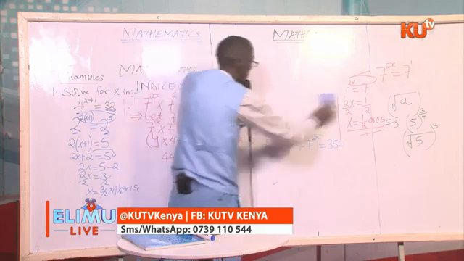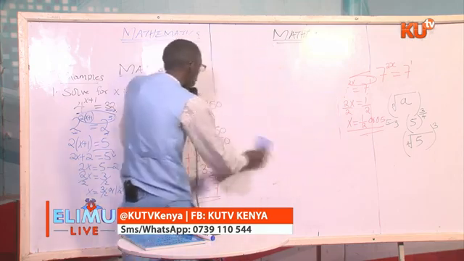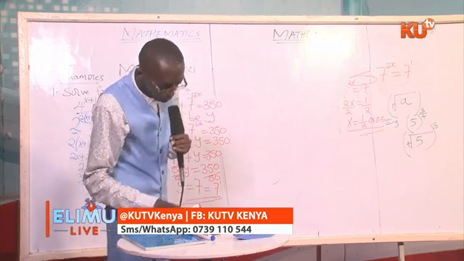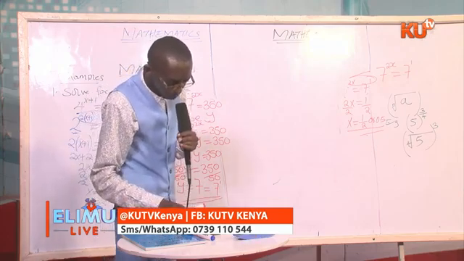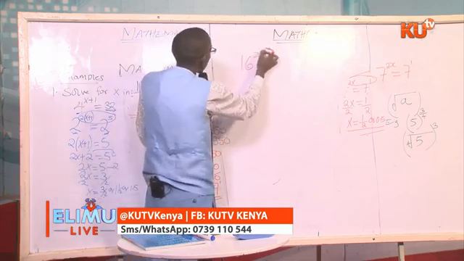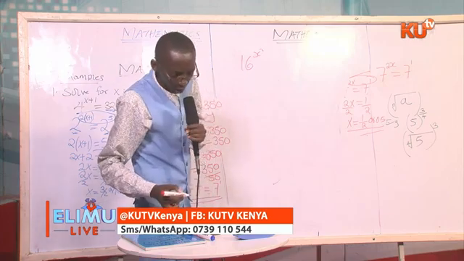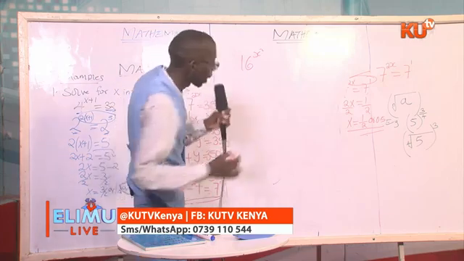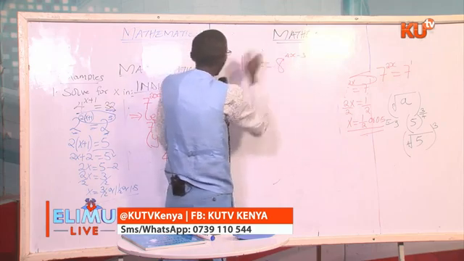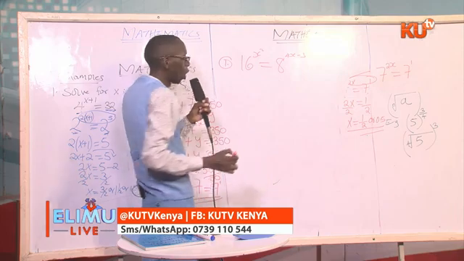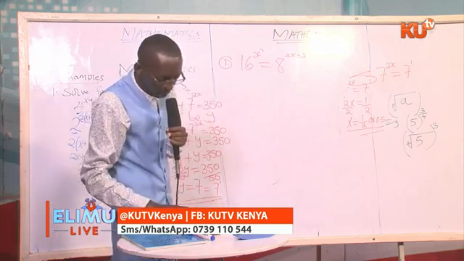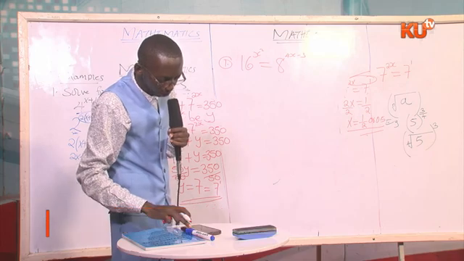So the next question that you'll do alone and test yourself is: solve the equation 16 to power x squared is equal to 8 to power 4x minus 3. That one you'll solve as a question on your own. Question number 2, related to the one that we have just done right now, is this.